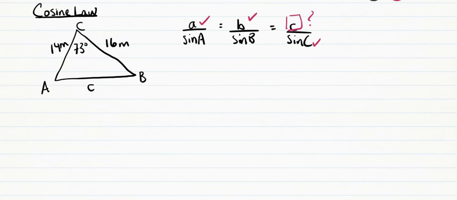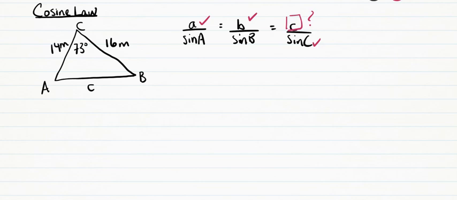So if we had two angles, we could solve for the third one by using the fact that the sum of the angles inside the triangle is 180 degrees. But since we only have one angle here, there's not an easy way to solve for either angle A or B. And if we look here, we don't have a complete ratio set up for sine law, right? This ratio is incomplete because we don't know angle A. This ratio is incomplete because we don't know angle B. And this ratio is incomplete because we don't know side C, which is what we're trying to solve for.